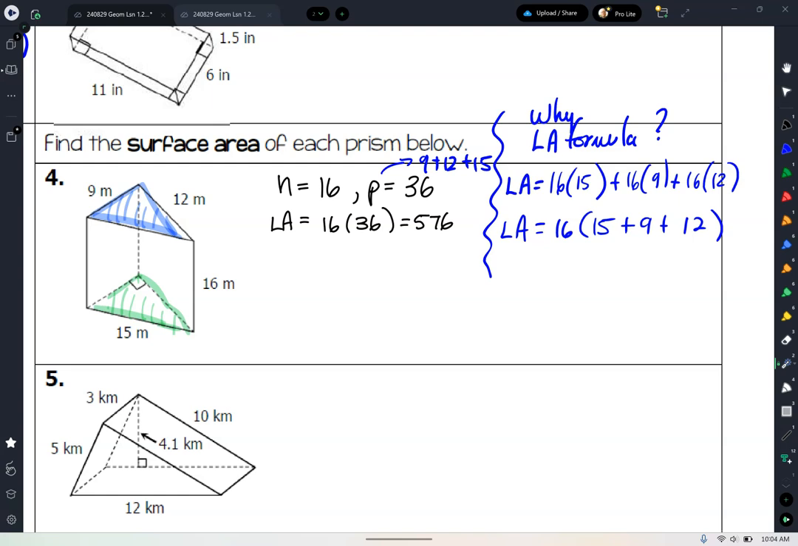Does that make sense? What do these 3 numbers represent in our problem right here? Of what?